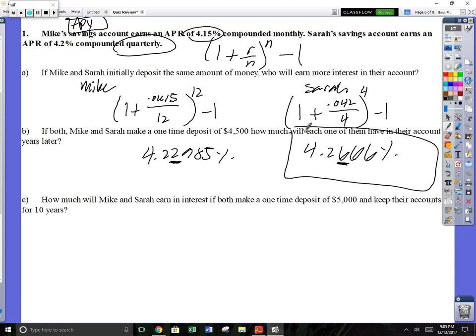This is better. You always go with the higher APY, no matter how slight the difference is, because this difference in the hundredths place, maybe it means pennies at first, but at the end it's going to mean dollars. And you always want to chase more dollars. Okay, so Sarah's got the better deal. She's going to make more money. Alright, B.